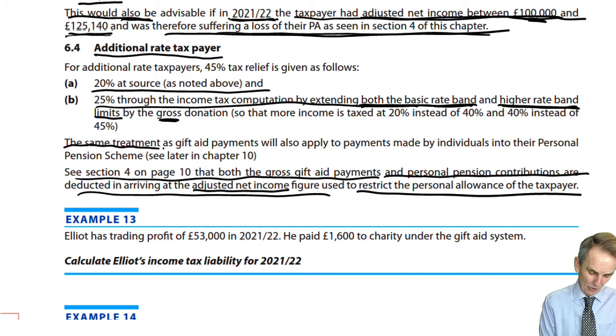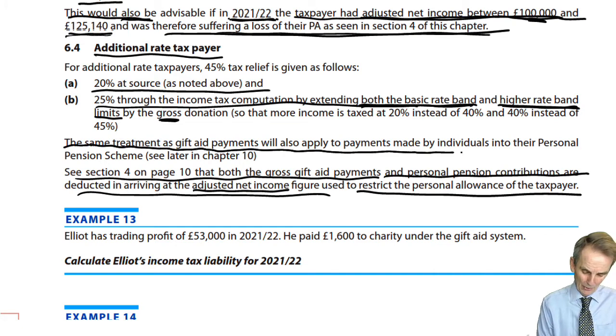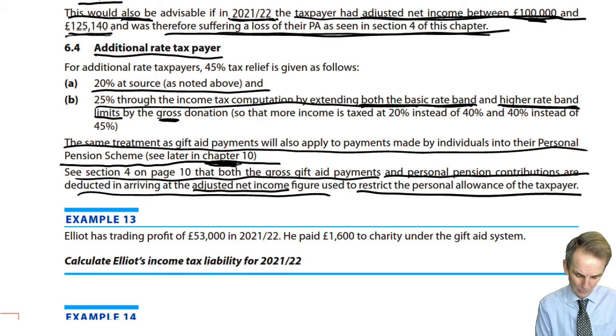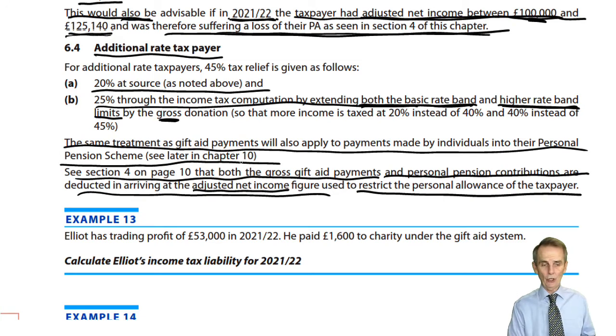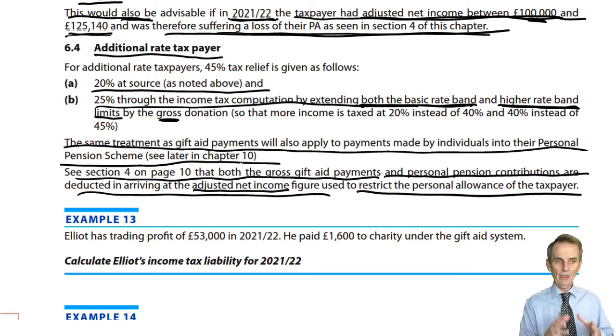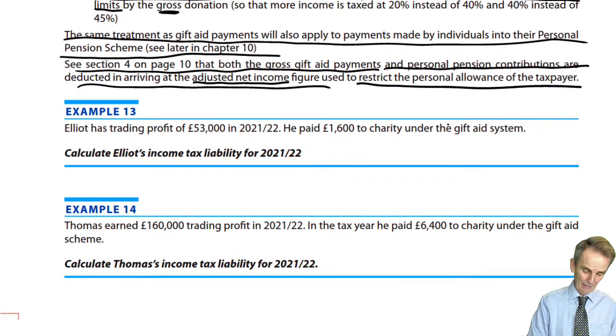As we said, the same treatment as Gift Aid payments was also applied to payments made by individuals into their personal pension schemes. There's a lot more detail about pension schemes and pension contributions in Chapter 10, but suffice it to say at this stage that if you were to see personal pension contributions paid or Gift Aid payments made, the tax treatment is exactly the same, whether you're a basic rate, higher rate or additional rate taxpayer. So what we've got to do now is to prove that in terms of our exercises here.